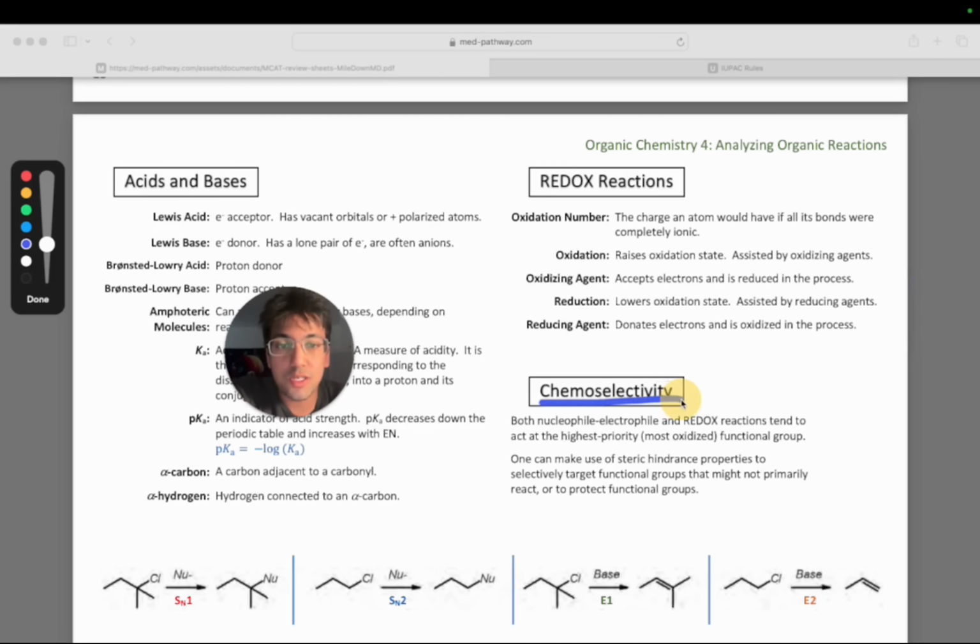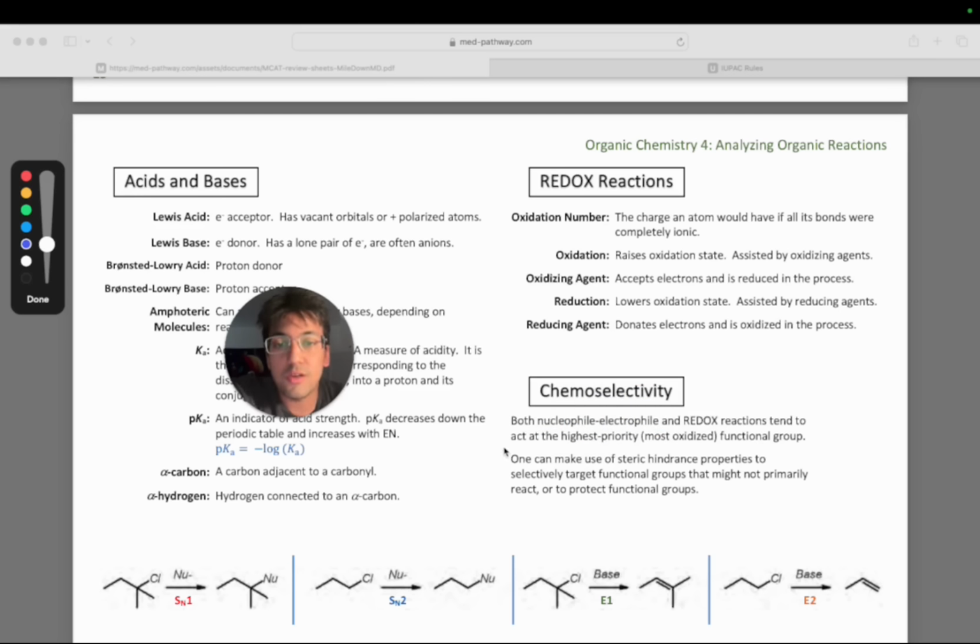Then we have chemoselectivity. Chemoselectivity is basically the idea that nucleophiles, electrophiles, and redox reactions all tend to act at the highest priority functional group. So what is a nucleophile and what is an electrophile? Well, it's kind of in the name. If you know Latin roots, phile means liking it. So nucleophile likes nucleus, electrophiles like electrons.